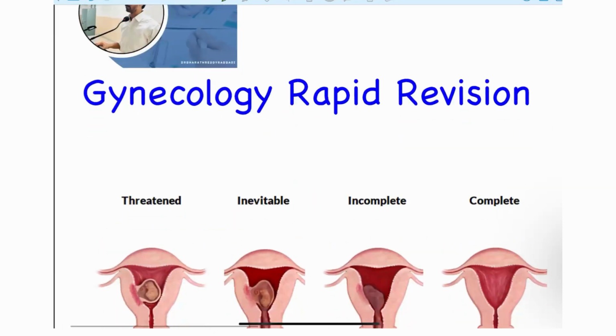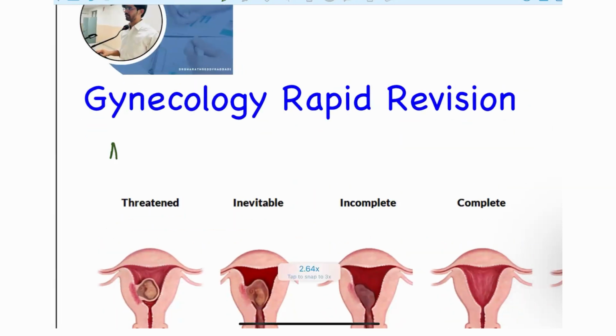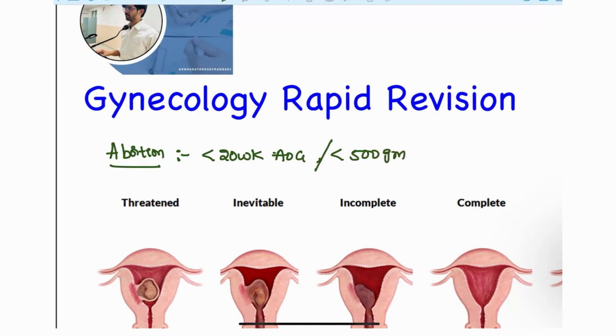Gynecology, and the first topic will be abortion. According to the WHO, what is the definition of abortion? Whichever pregnancy is lost at less than 20 weeks of gestation, or the fetus weighs less than 500 grams. This is considered the classic definition of abortion, guys.